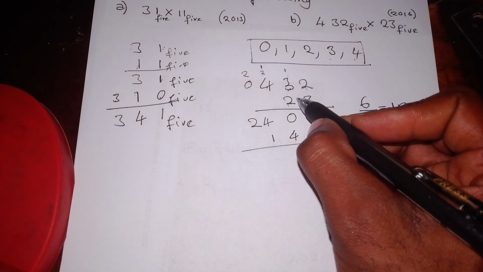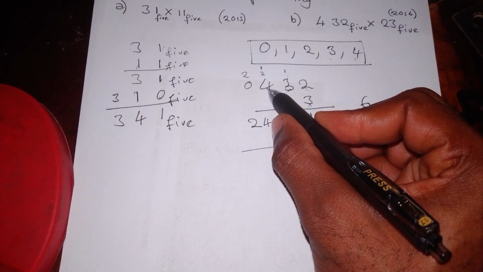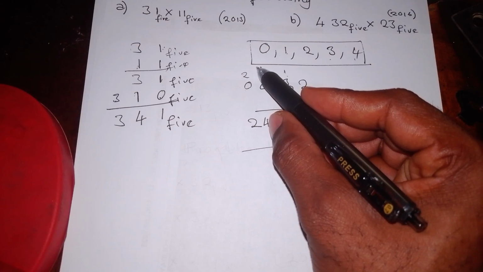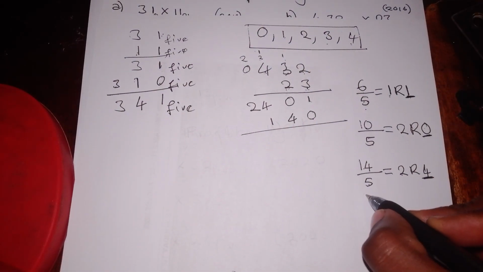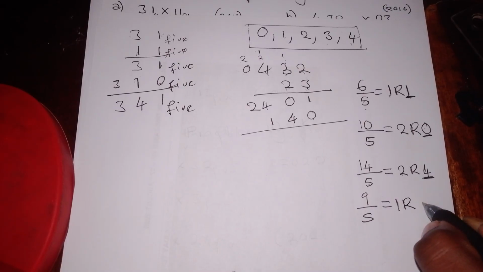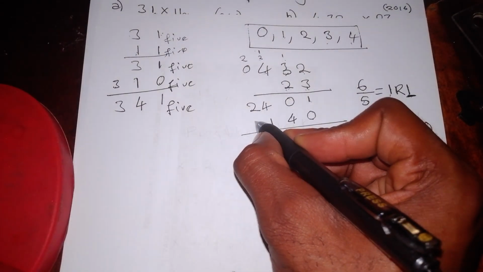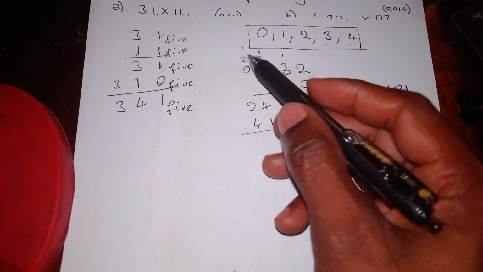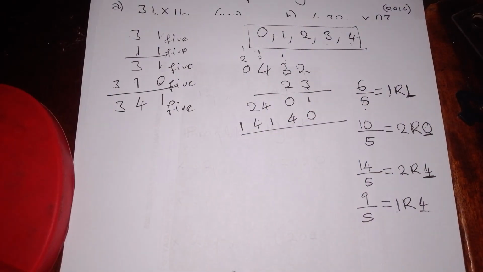And then you can say 2 multiplied by 4, we have an 8 plus 1, that's a 9. So because we don't have a 9 in base 5, you can say 9 divided by 5, this is 1, remainder 4. So you write the remainder, which is 4, and then you carry this 1 over to the next digit. But because you don't have anything here, you can write the 1 down there like that.